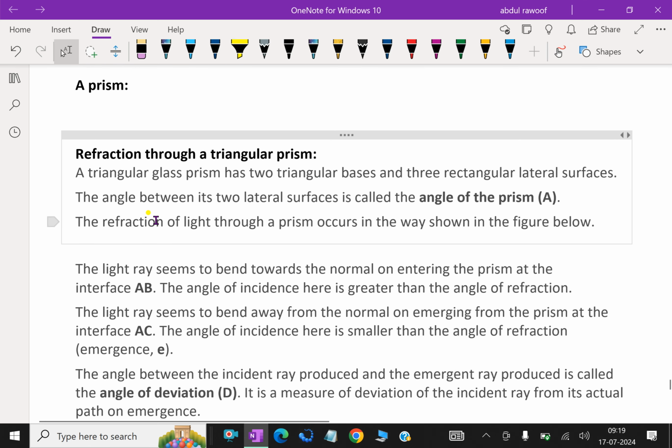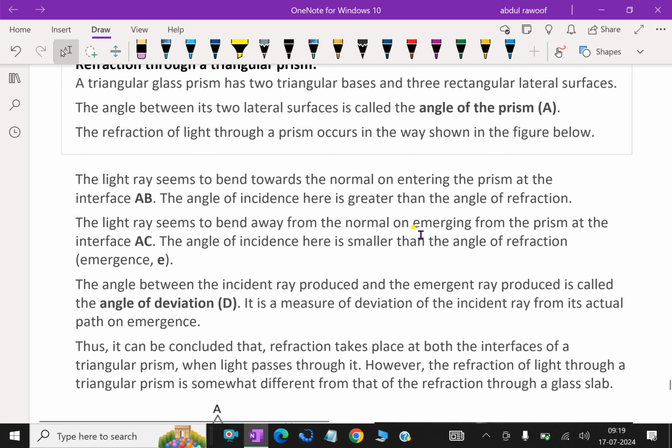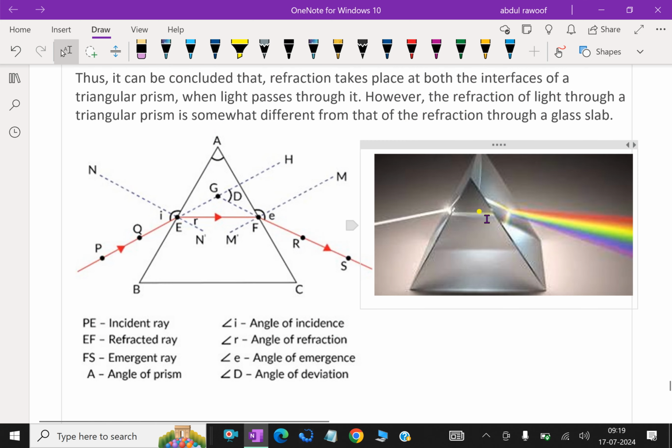Prism. Refraction through a triangular prism. A triangular glass prism has two triangular bases and three rectangular lateral surfaces. The angle between its two lateral surfaces is called the angle of prism A. The refraction of light through the prism occurs in the way shown in the figure below. Look at here. These are the two triangular faces, here and back, and three rectangular faces, here, here and bottom.